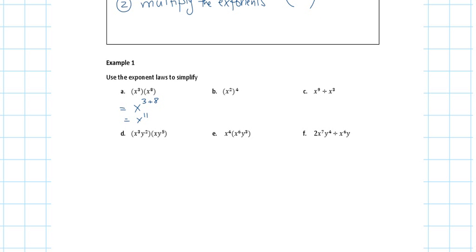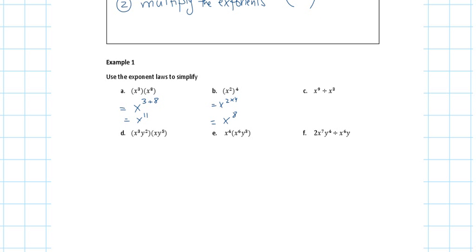So in this case, what do I do? What law do I have? The multiplication, right? The power to the power. So I have to multiply the 2 times the 4. So that would be x to the power of 8.